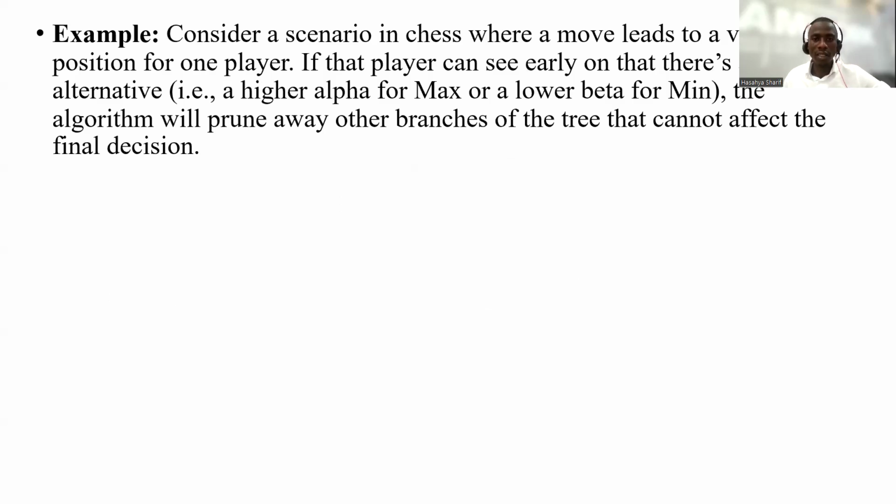For an example, take a scenario where a player is playing chess and a move will lead to a bad outcome, whereby they get a loss. You understand? So if that player can notice that early, and there is a better alternative move, they can go with that, which will prune out the other branches of the bad move, thereby also affecting their decision process.